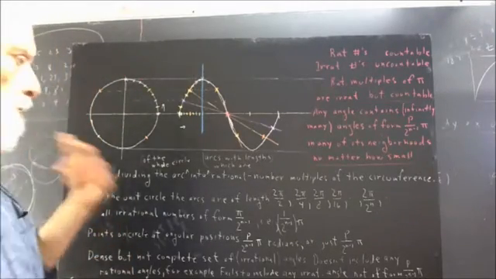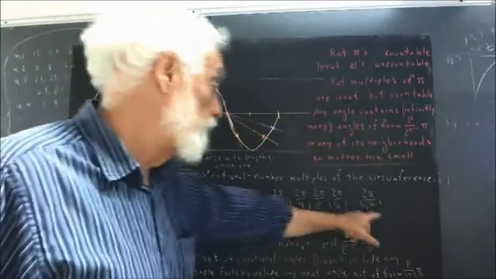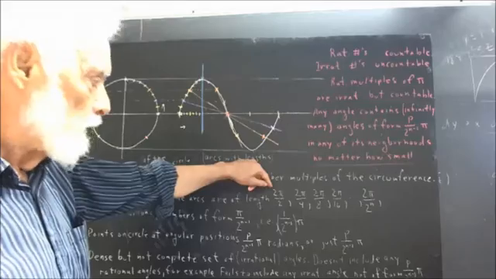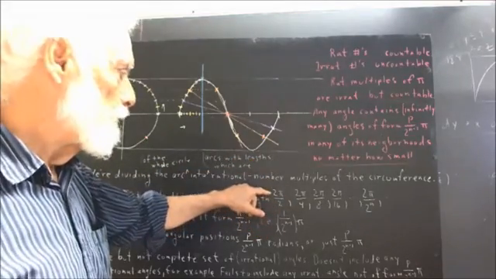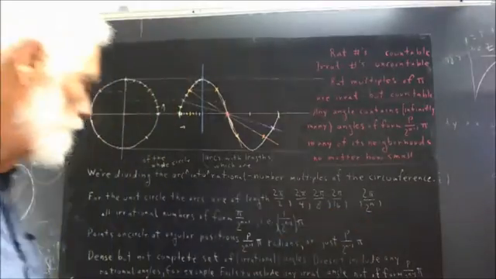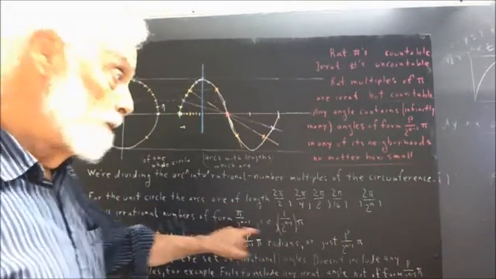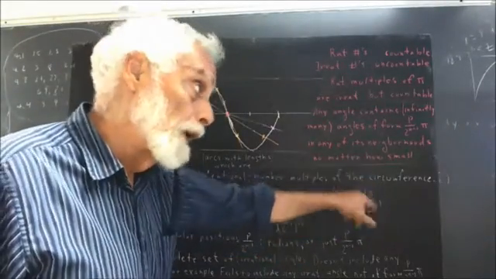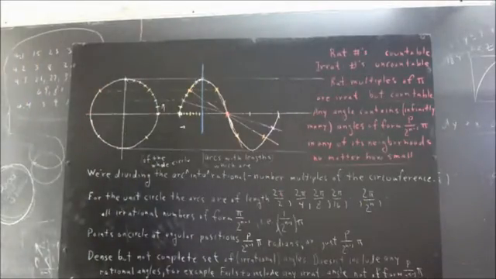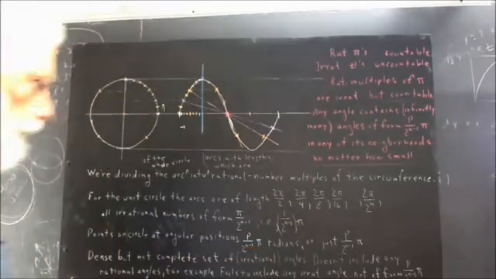Well, in the first place, these arc distances can all be reduced a little bit, because the numerator always has a 2 in it. We can always divide that into the denominator, and we're going to get what? 2 pi over 2 to the n is pi over 2 to the n minus 1, which is 1 over 2 to the n minus 1 times pi.